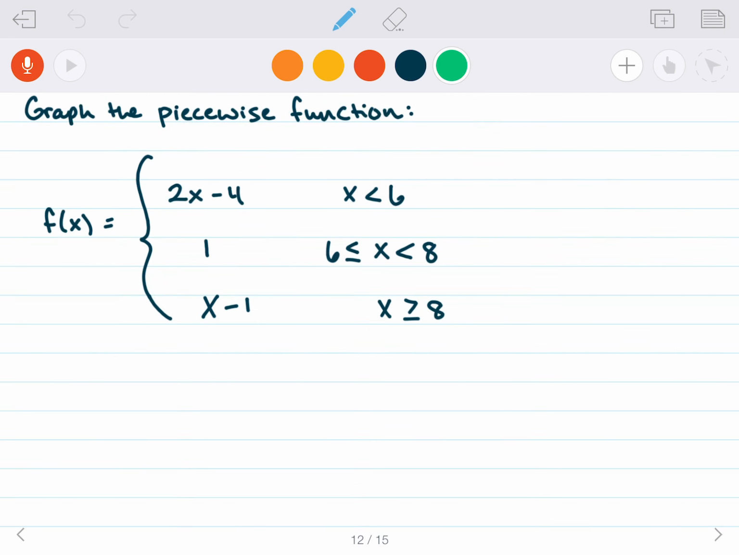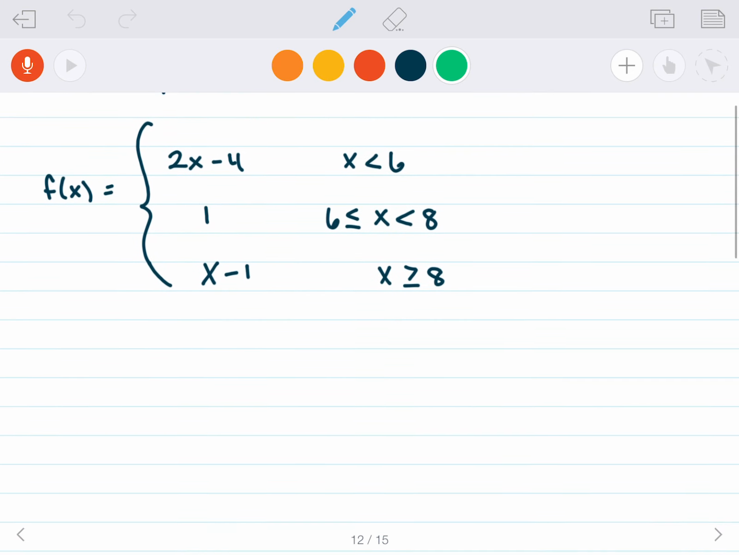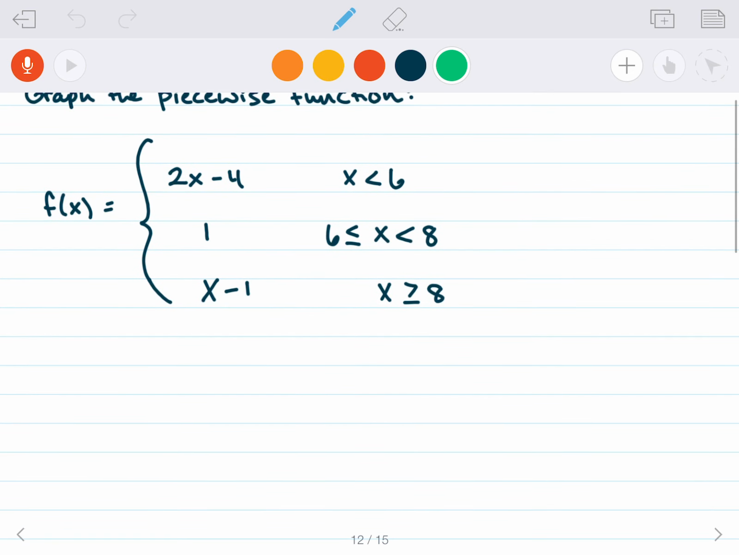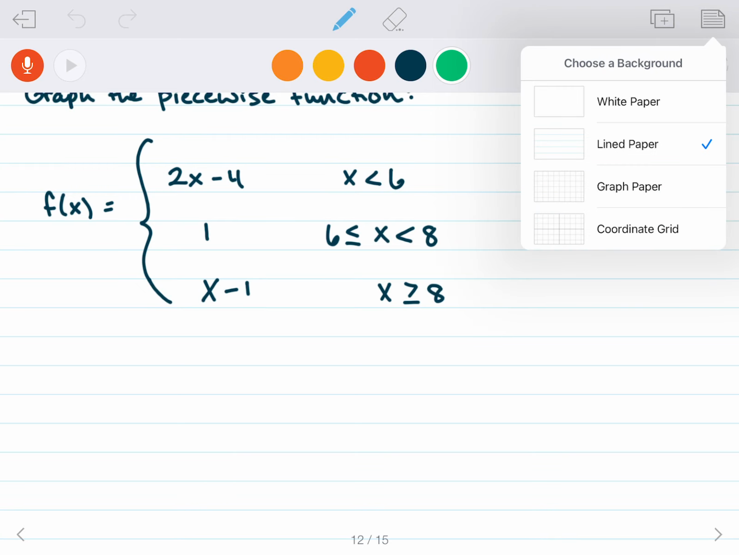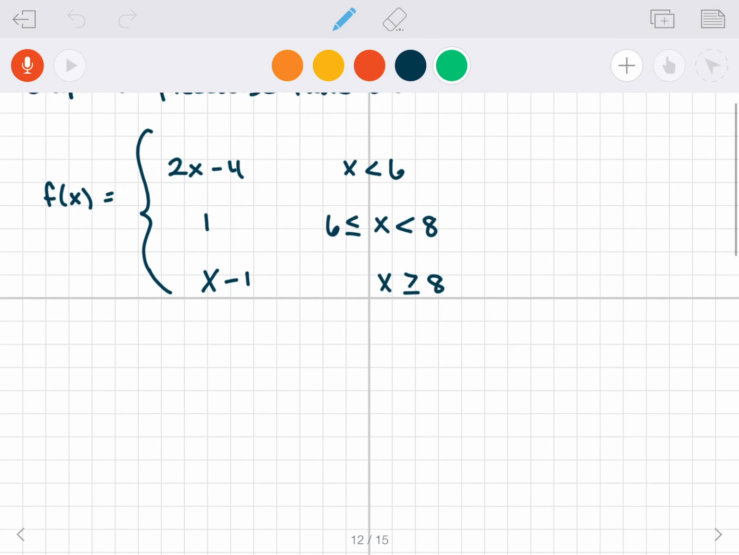Okay, let's try another one. So this time we have 3 different rules here. Let me go ahead and bring out my coordinate plane. And I'm going to actually just rewrite this down here so that it's a little bit more clear.